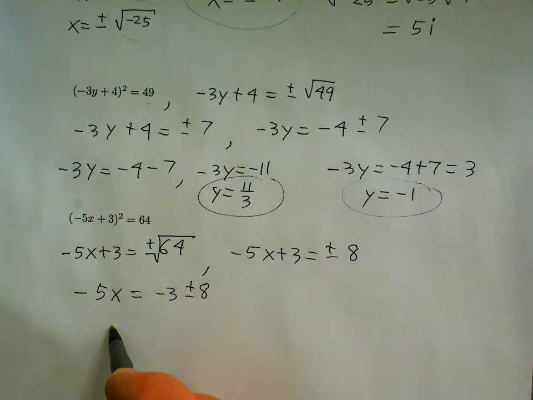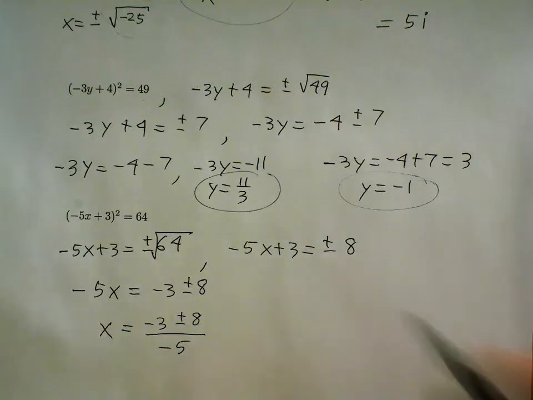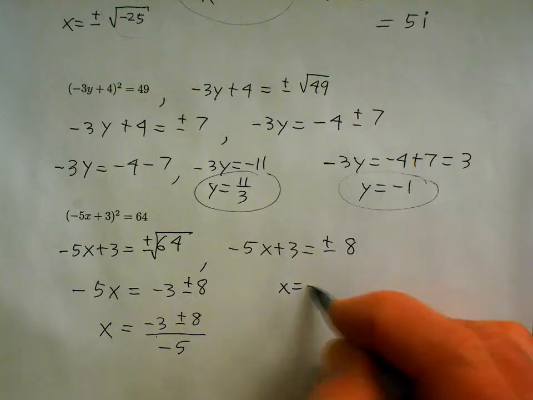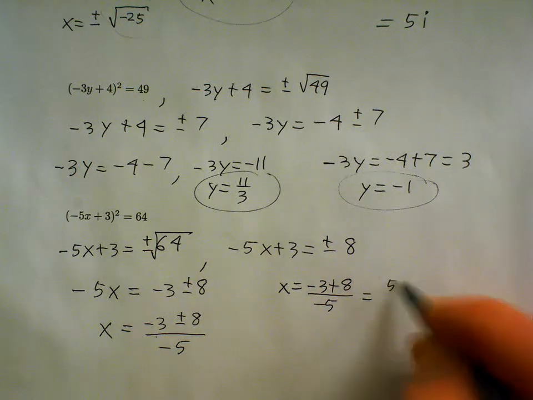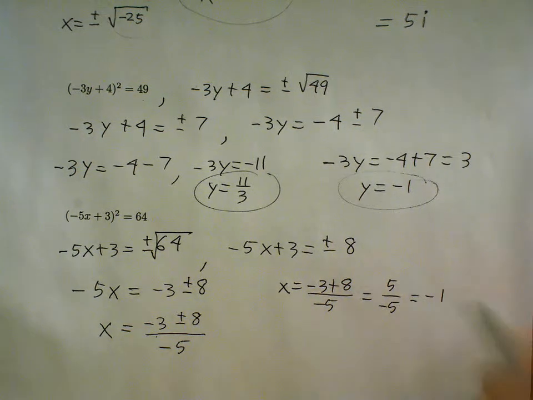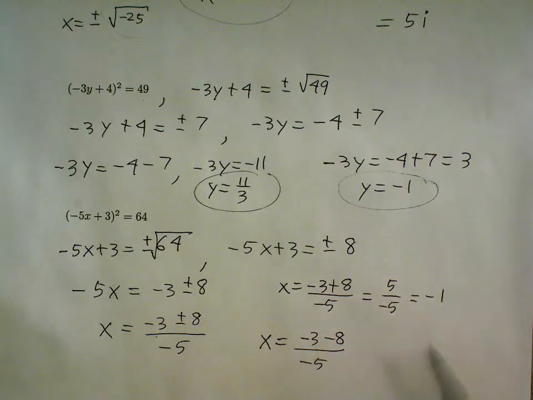If we divide both sides by negative 5, we get x equals negative 3 plus and minus 8, all divided by negative 5. But the solutions can be simplified further, so we do that. First, x equals negative 3 plus 8 over negative 5, which is 5 divided by negative 5, which is negative 1. And the other solution, x equals negative 3 minus 8 divided by negative 5, is negative 11 divided by negative 5, which is positive 11/5.